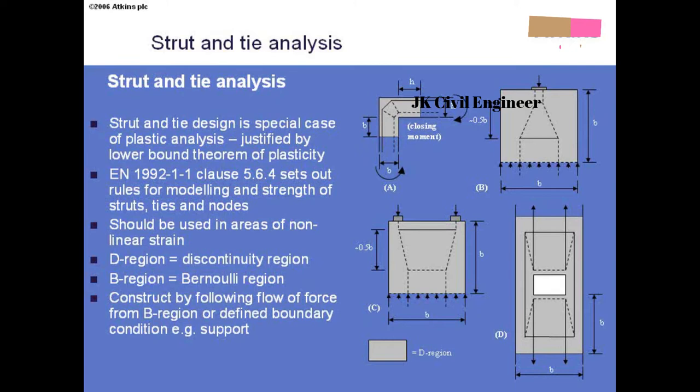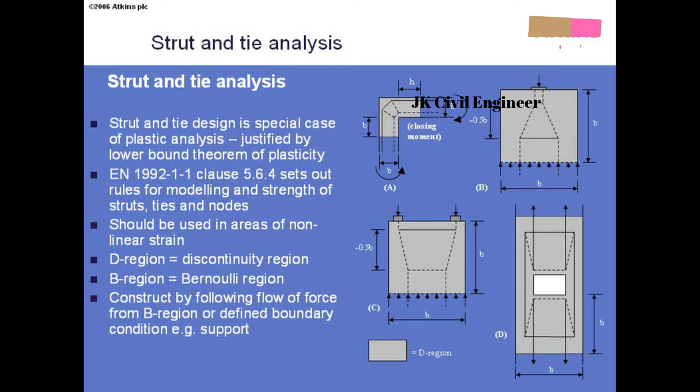And the same applies, for example, for the situation with the hole. So the hole is the discontinuity. The section width at the location of the hole is width B. And if we come a dimension longitudinally B away, then that defines the end of the D region. And we're back into beam theory.